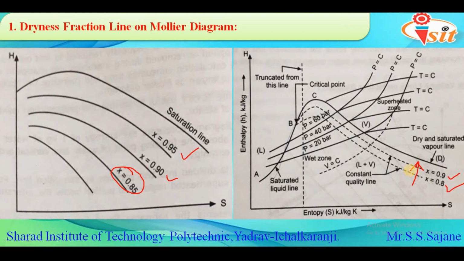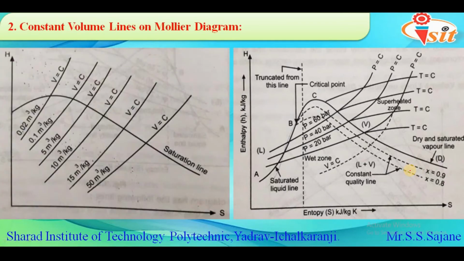Now we will see the second lines, that is the constant volume lines on the Mollier diagram. Again we have a diagram. We can see in the first diagram how the constant volume lines are represented. These lines are drawn in both the wet region as well as in the superheated region. They are somewhat straight in the wet region, and slightly curved as we go upward above the saturation line in the superheated region.